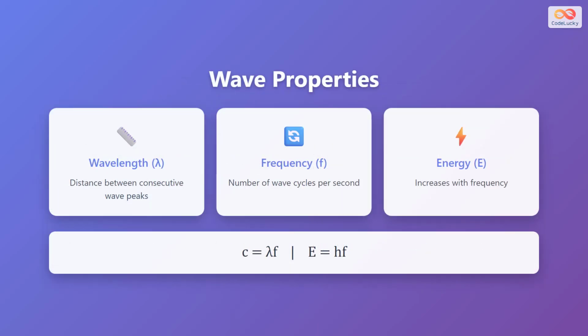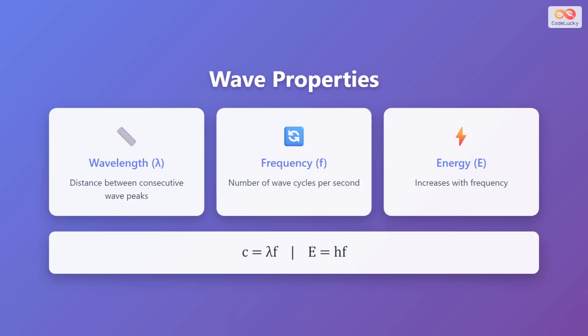Every electromagnetic wave has three key properties. First is wavelength, represented by the Greek letter lambda, which is the distance between consecutive wave peaks. Second is frequency, represented by F, which tells us the number of wave cycles that pass a point every second. Third is energy, represented by E, which increases as the frequency increases.